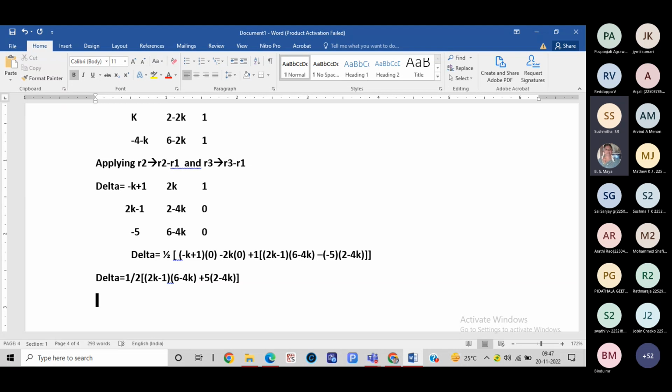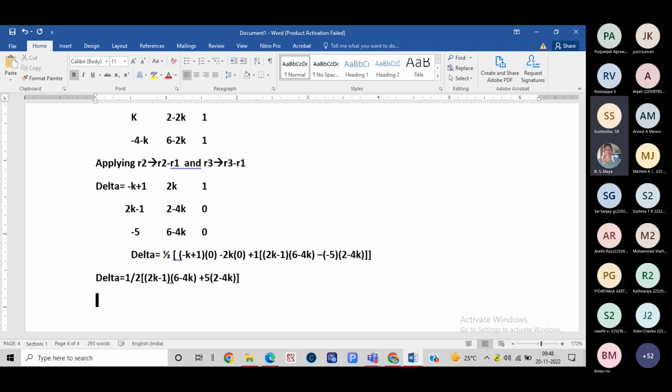Then after that, 2 6s are 12k, minus 4 2s are 8, 8k minus 6, minus into minus, plus 6 plus 4k. This side, 5 2s are 10, minus 5 4s are 20k, plus 20k. Okay, you do it. 12k plus 12k, 16k. 16k minus 8k, you will get 8k.